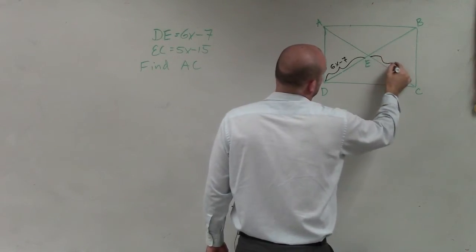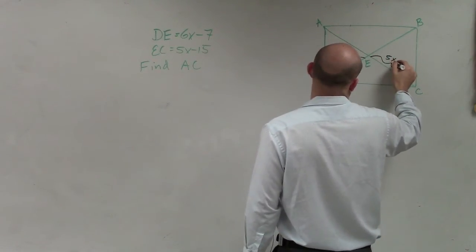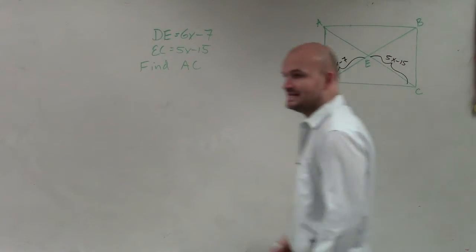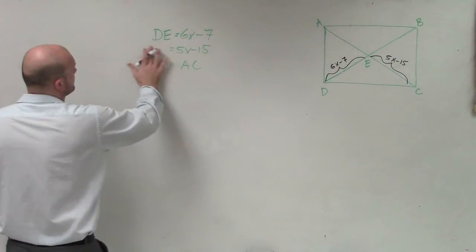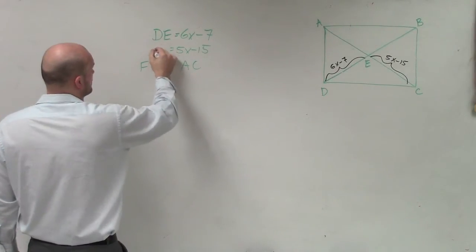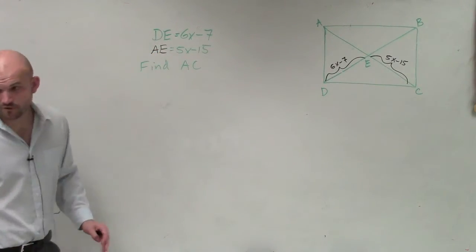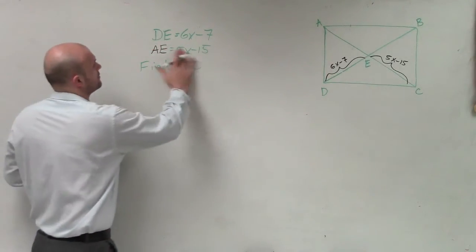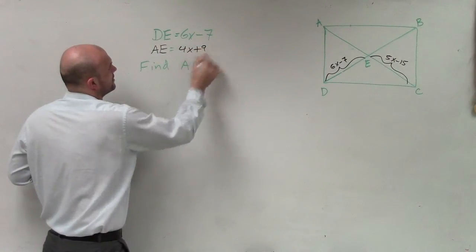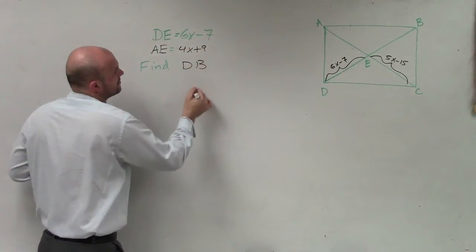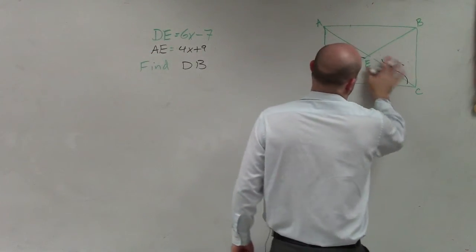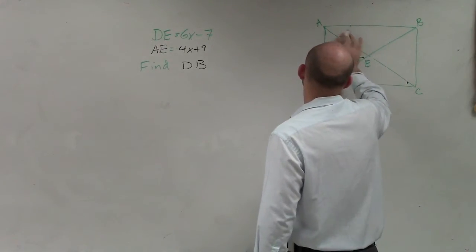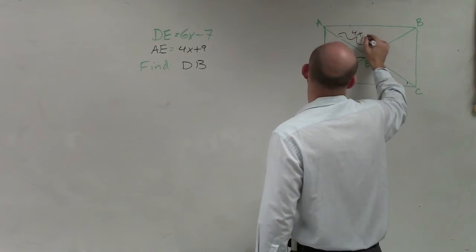So what they're giving us, yes? Oh, it's DE and AE? Yeah. Did I write down the problem? So number 4, right? And that's, so DE equals 6x minus 7, and AE equals what? 4x. Oh, OK. And you're finding DB? Yeah. OK, I guess same, really, it's the same thinking. I'm doing number 4. So AE is 4x plus 9. It's really actually going to be the same operation.